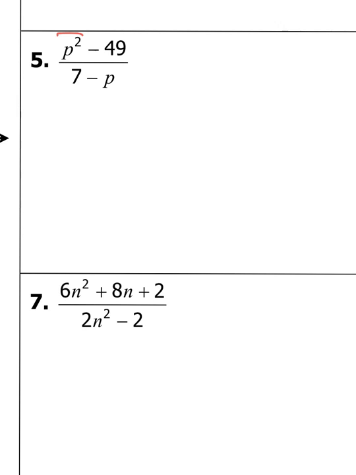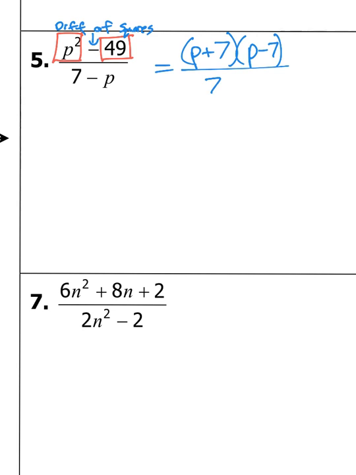what I have is a square and a square and subtraction. So this is difference of squares. So hopefully you remember how to do that. Hopefully you did your homework on your own. You get p plus 7, p minus 7 up top. And on the bottom you have 7 minus p.